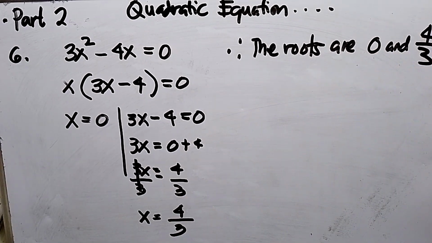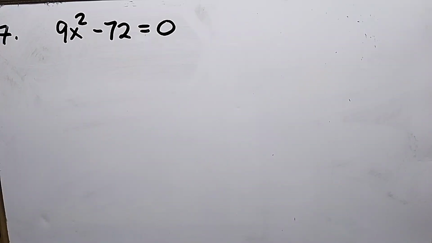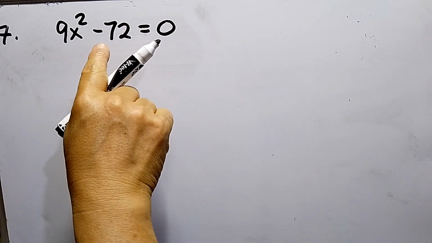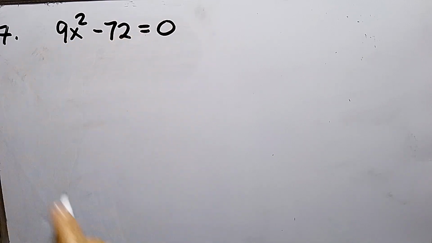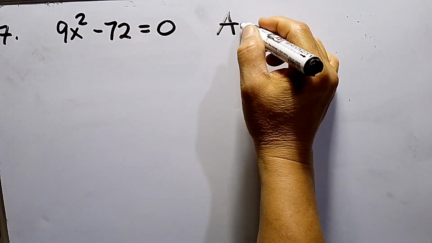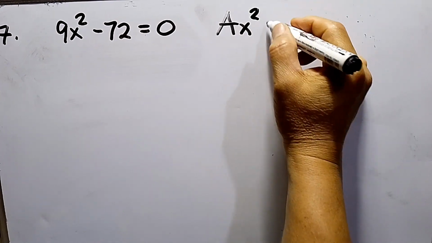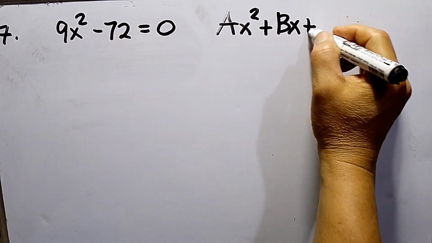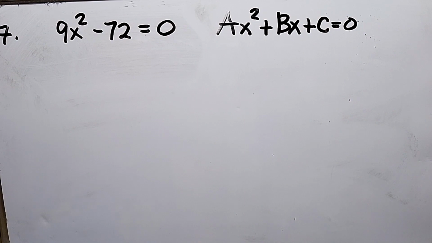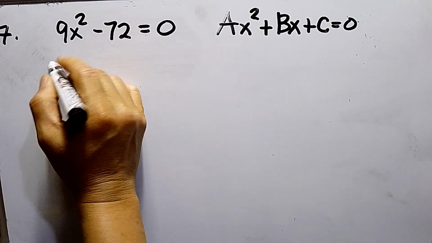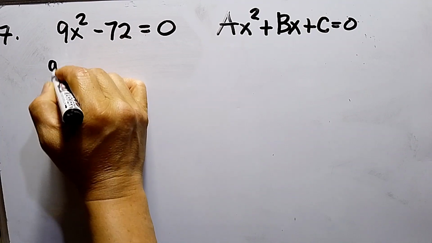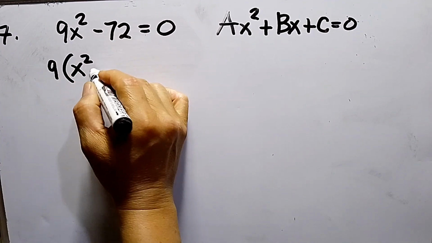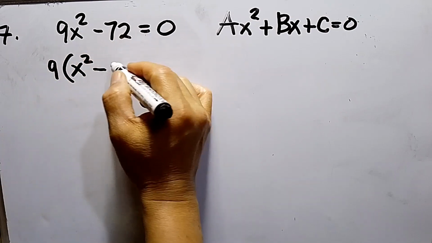So that's number 6. Now let's move to number 7. Number 7 is 9x squared minus 72. So take note, we don't have b in this quadratic equation, because the standard form of quadratic equation is ax squared plus bx plus c is equal to 0. So I need to factor out 9, which is common to 9 and 72. And then I have x squared minus 72 divided by 9 is 8.